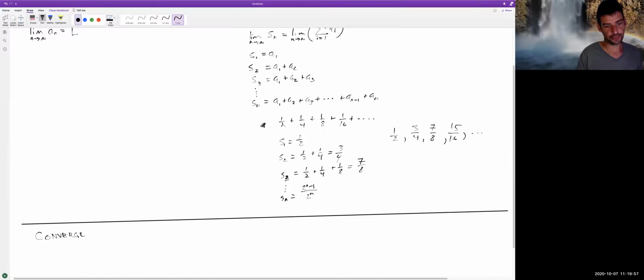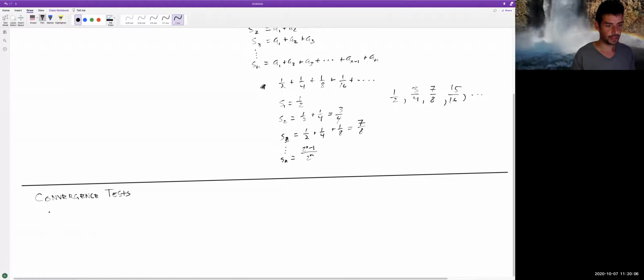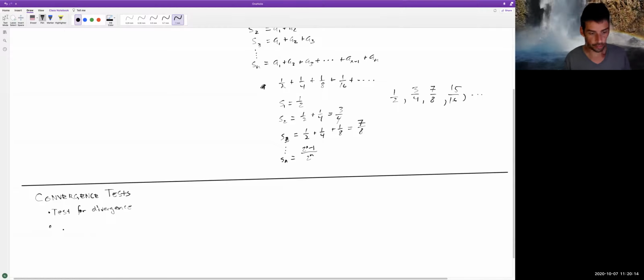All right, so now we want convergence tests. So we have a whole bunch of convergence tests. Right, and I think I'm just going to write them out. It'll be nice to see them all in the same place. So we've got the test for divergence. We've got the geometric series, right? So it's not strictly a test, but if we recognize, I guess you could call it a test, recognize that it's a geometric series, then we know things about its convergence.